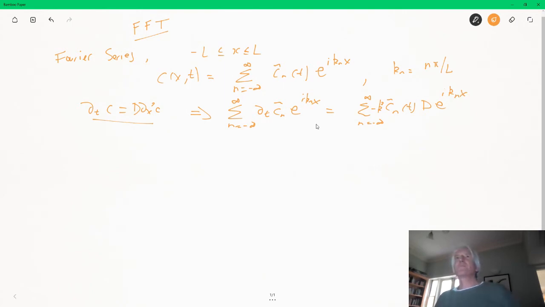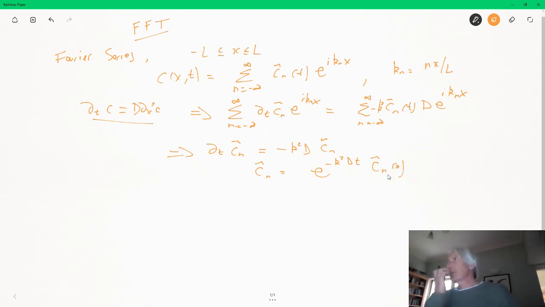All right, so there's our expression here, and we can see from the orthogonality of the Fourier series that each individual term must be equal. So the time derivative of c n hat must equal minus k squared D c n hat. Okay, so we can immediately solve that. It's amazing how often these very simple DEs appear. The solution is an exponential times Cn naught, whatever the initial value of Cn hat at 0.